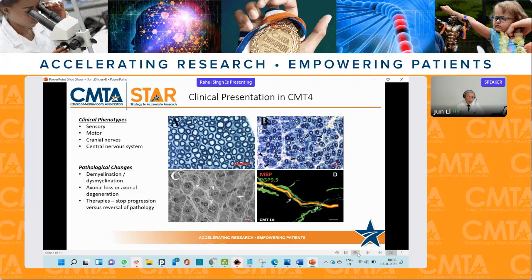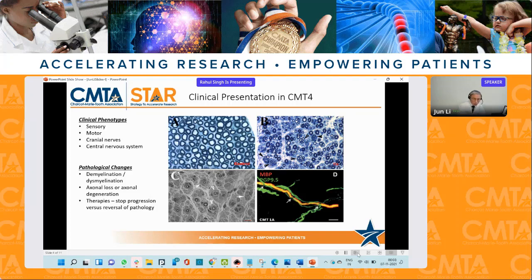Most CMT type 4 do not have problems with the central nervous system, but some, such as CMT type 4J, may end up with central nervous system problems. This means the child may have mental retardation, seizures, or a developmental problem, meaning the brain did not develop normally. And this disease produces some kind of pathology.